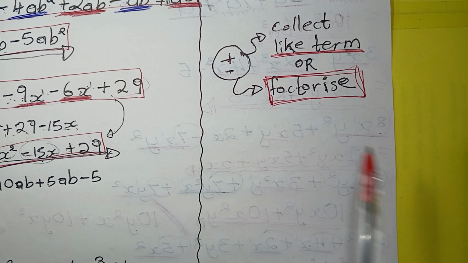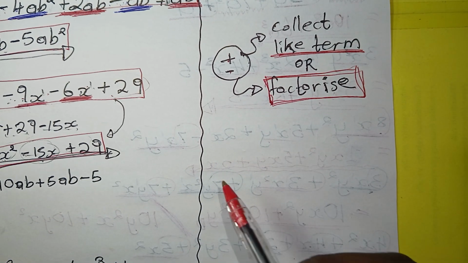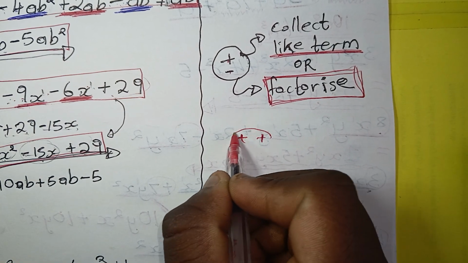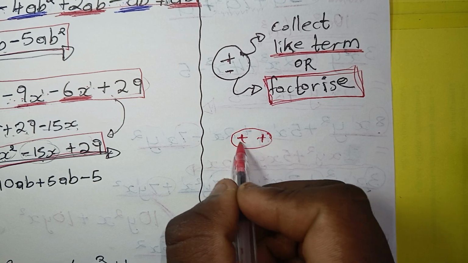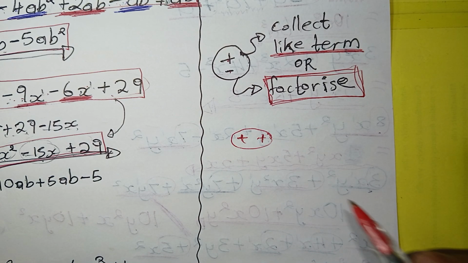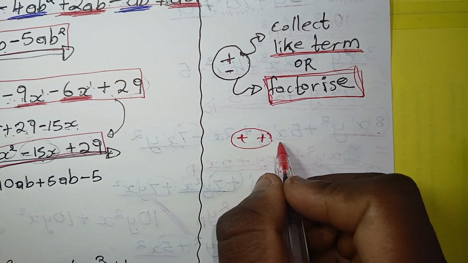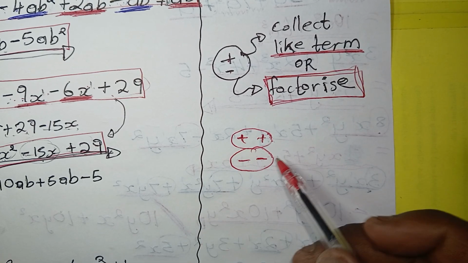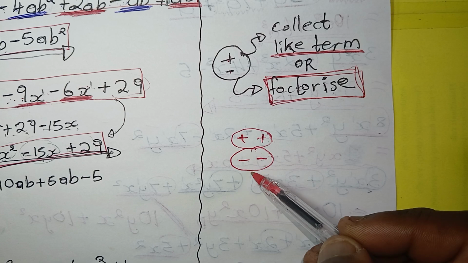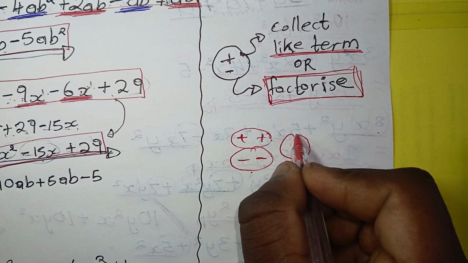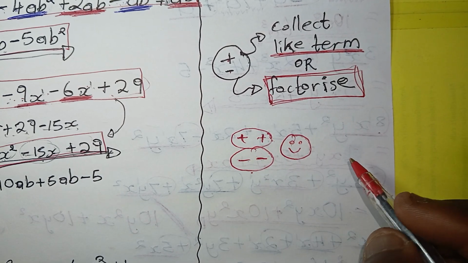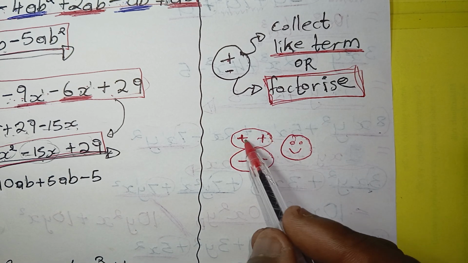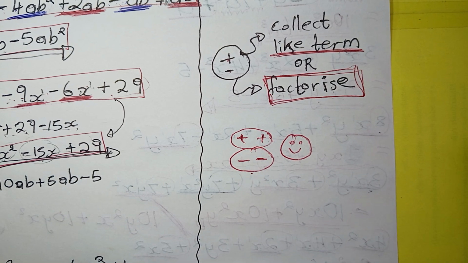Do you understand? Yeah. So if you see plus or minus, guys, you collect like terms. And one thing that you should know about collecting like terms: if you are collecting terms that both got plus, or let me just say, if you are collecting terms which got the same sign, we take it as in they are a family. Do you see? They are a family. They will combine.